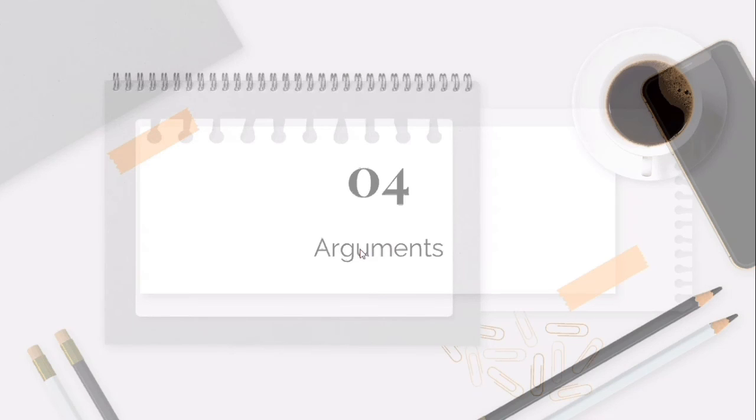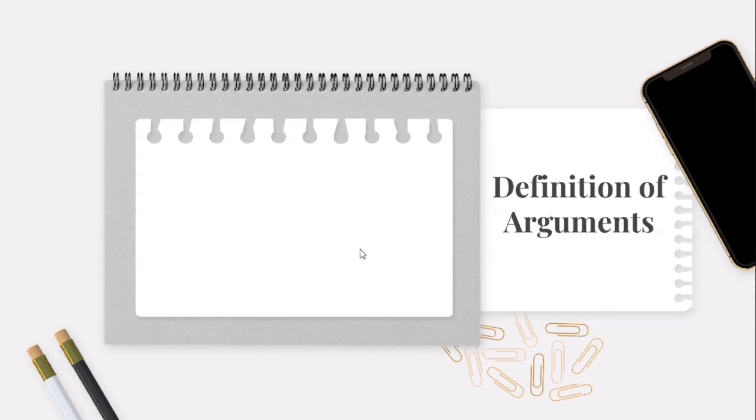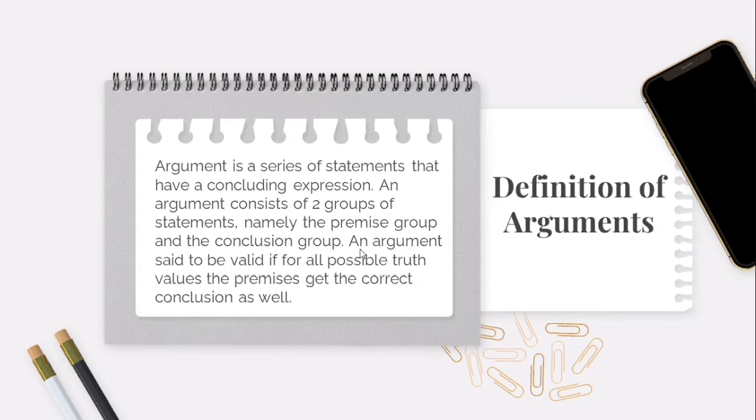Now, we will talk about arguments. Definition of argument. An argument is a series of statements that have a concluding expression. An argument consists of two groups of statements, namely the premise group and the conclusion group. An argument is said to be valid if for all possible truth values of the premises, the conclusion is also true.